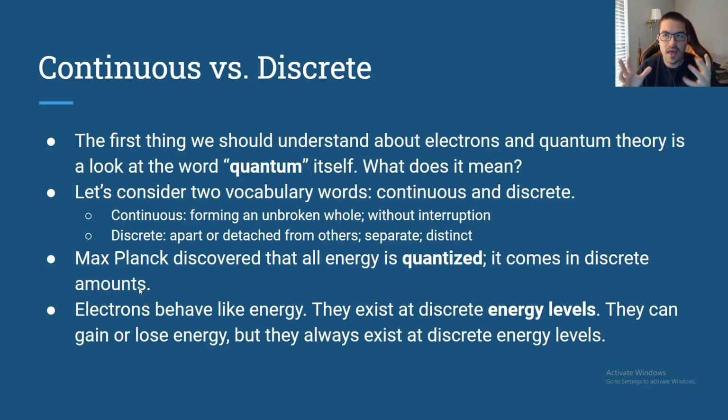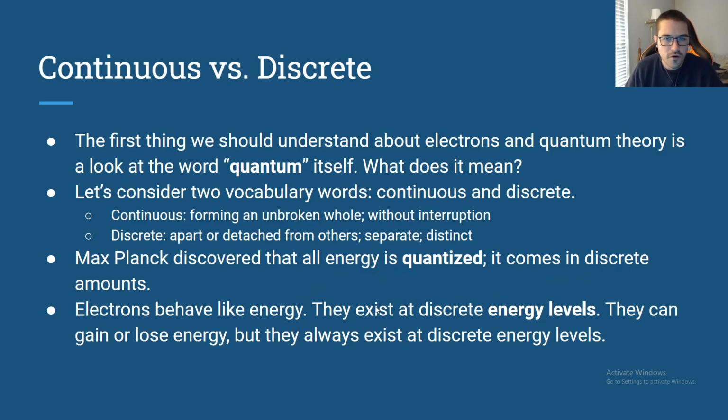It's not the type of thing that you could keep measuring forever and get more and more accurate. It's actually set, distinct, discrete amounts. And this matters a lot for us, because electrons behave like energy. They don't behave like particles all the time. They do sometimes, but they behave a lot more like energy, and energy is quantized or discrete.